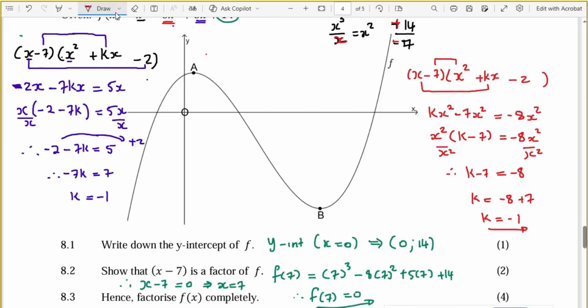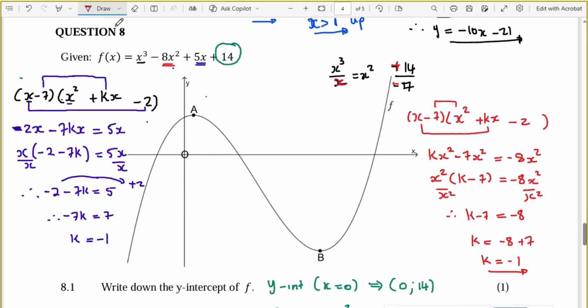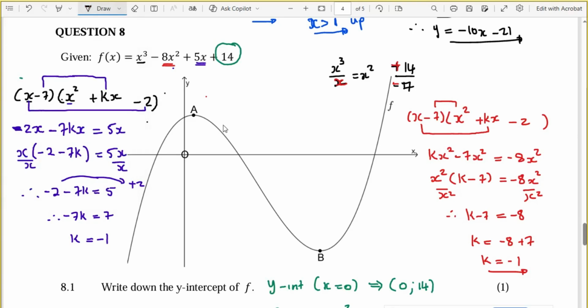Okay, sir. So now to factorize this completely, we need to put that equation back there. So to put the equation back, this is what I'm going to have. I'll have x minus 7 into x squared minus k, which is minus 1, then x minus 2. So can you see that it will be easy for us to factorize that other part? Yes, sir, I do.